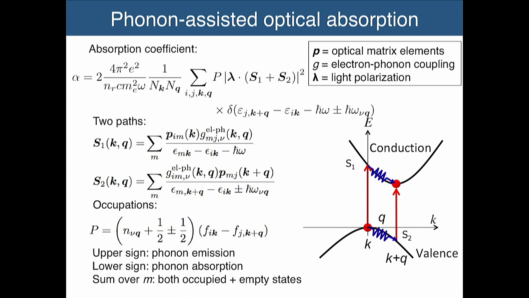You have two choices, right? Either it's 0 for phonon absorption or 1 for phonon emission, right? And so to make them a binary choice, we write it like this. So this is either one or zero. It's never one half. You're right.